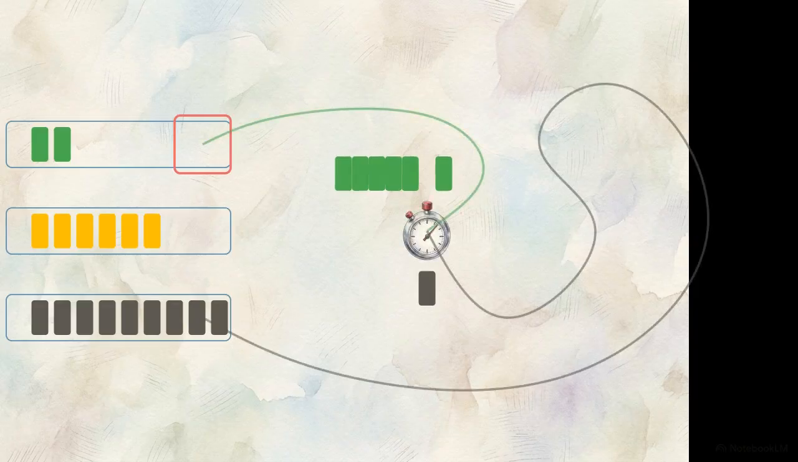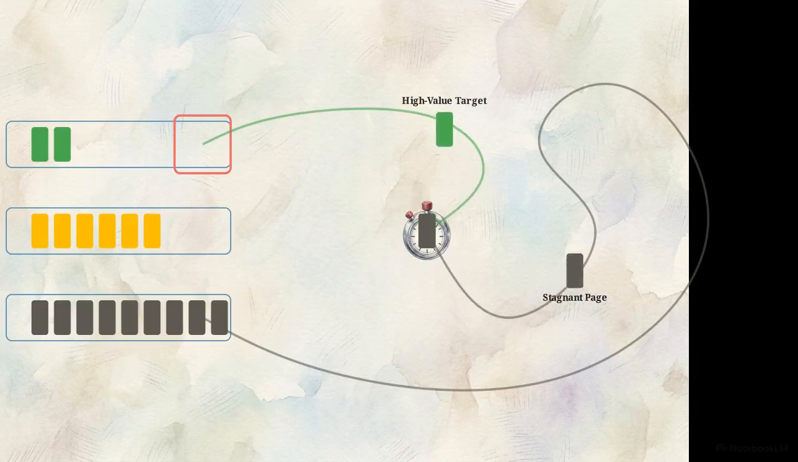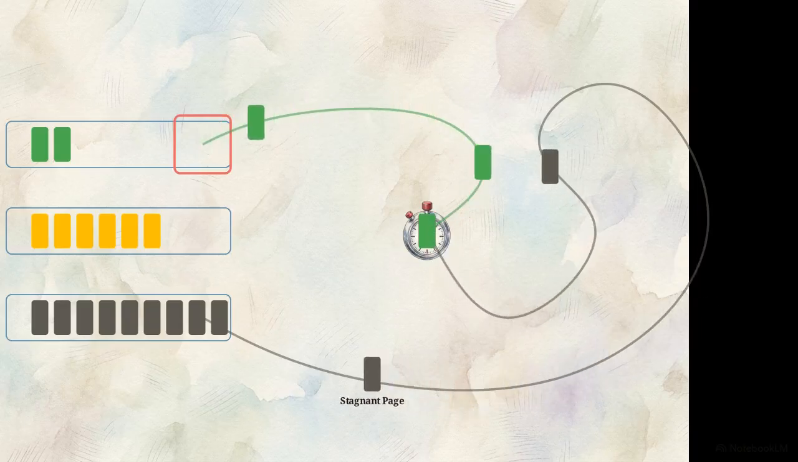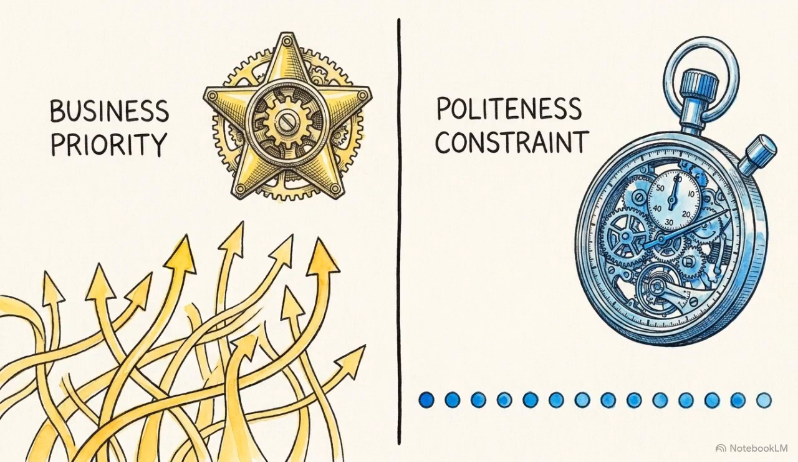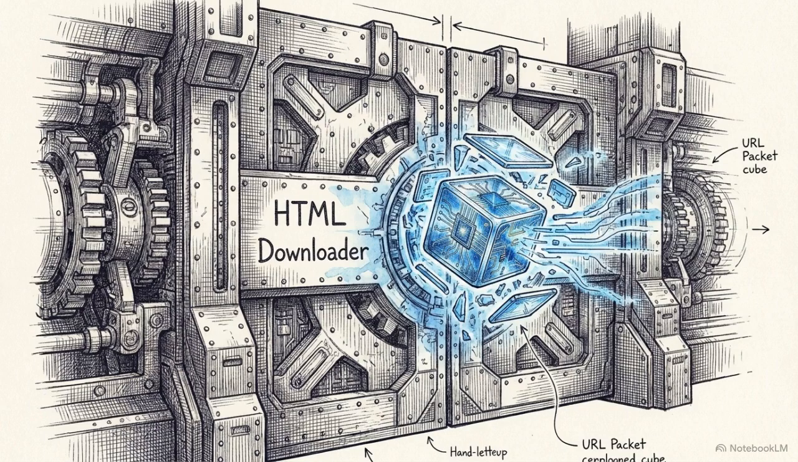completely starving. To keep the index current, we implement a recrawl freshness timer. High-value targets are looped back into the queues frequently, while stagnant pages decay into longer intervals. By separating these layers, the URL frontier completely decouples the business priority of a link from the physical politeness constraints of the target server. Once a URL clears the scheduling tier, we move downstream to the exact moment before it is handed to the HTML downloader.